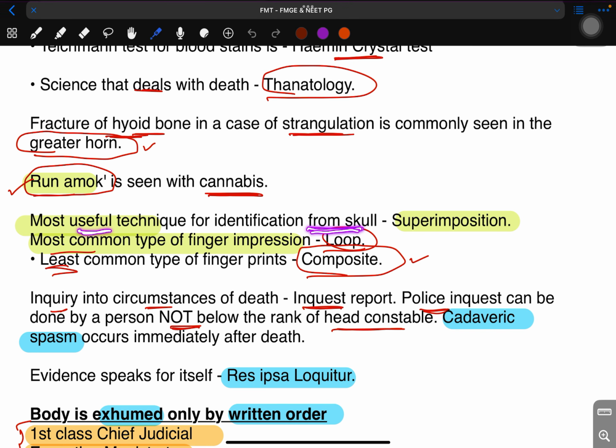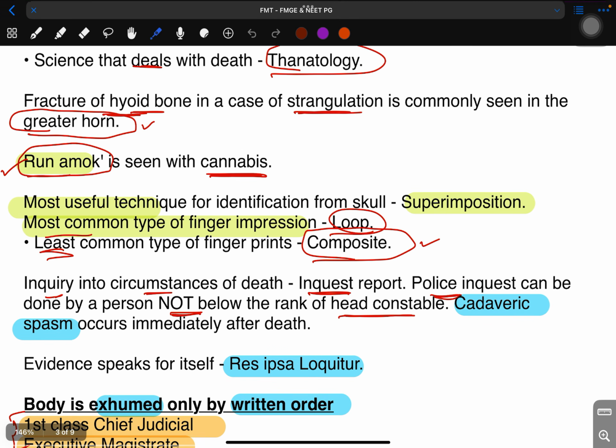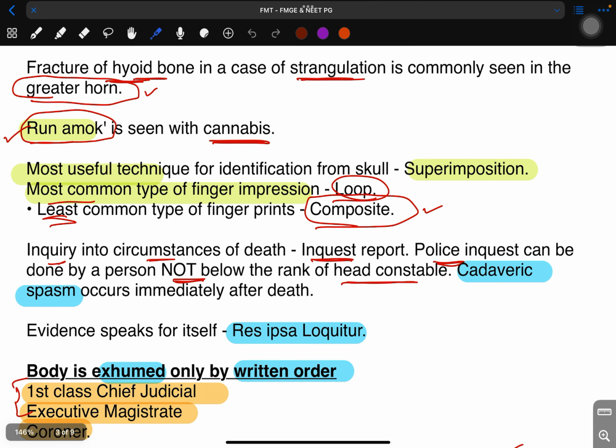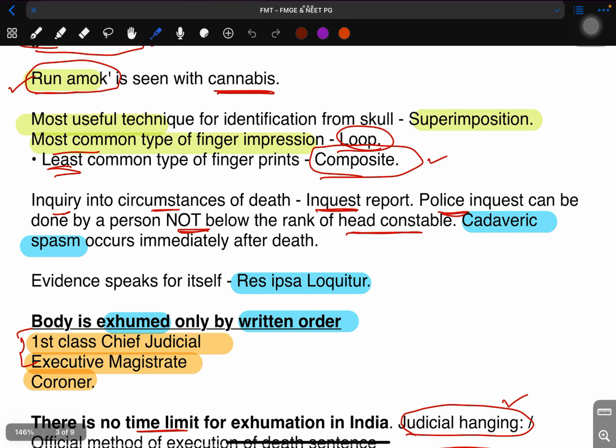So, if a skull is found and we have to identify the person, we have to make the image of the person. So, the technique is known as superimposition technique. What is the most common type of finger impression? Loop. And what is the least common type? It is the composite one. You can find all these images from Google. These images can come as image-based questions in your exam.